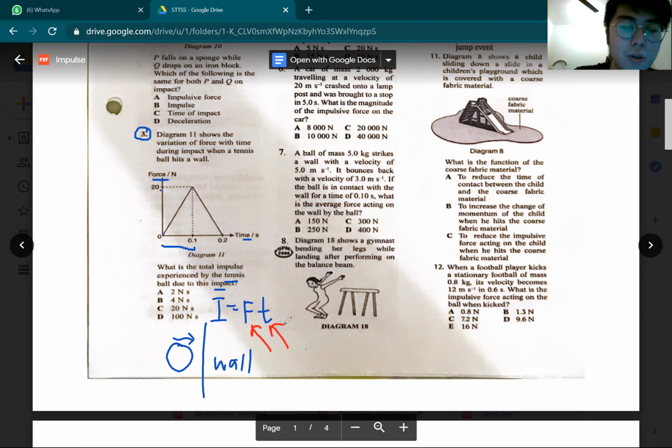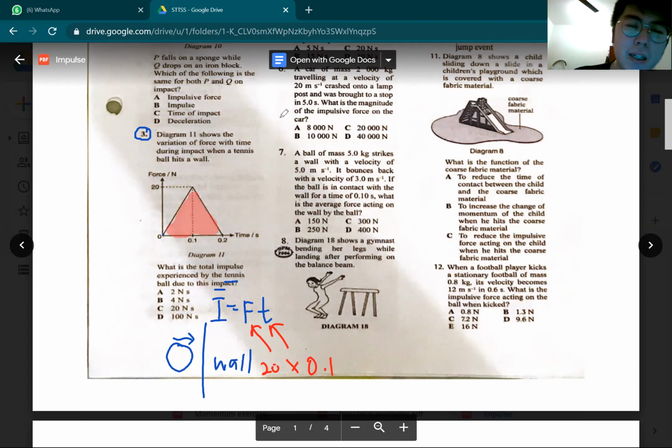Meaning that this force and this time is changing. So I cannot just take 20 as the force and put it inside the formula, 20 times 0.1. No, cannot, right? Because the force is changing, we have to consider the whole diagram, which means this force diagram. How do we calculate the impulse? We have to take the area under the curve, which is the area here.